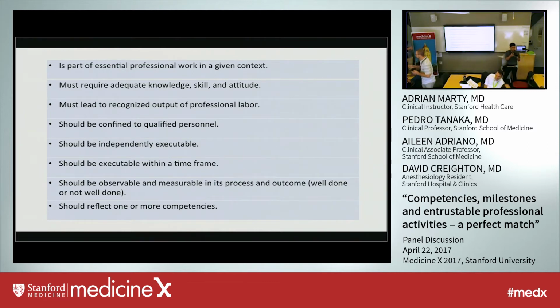So whatever activity in your specialty is something that makes your specialty, your profession, unique. It should be considered as an entrustable activity. Well, I was thinking to look at the accreditation. Start from there. That sounds like a perfect plan.